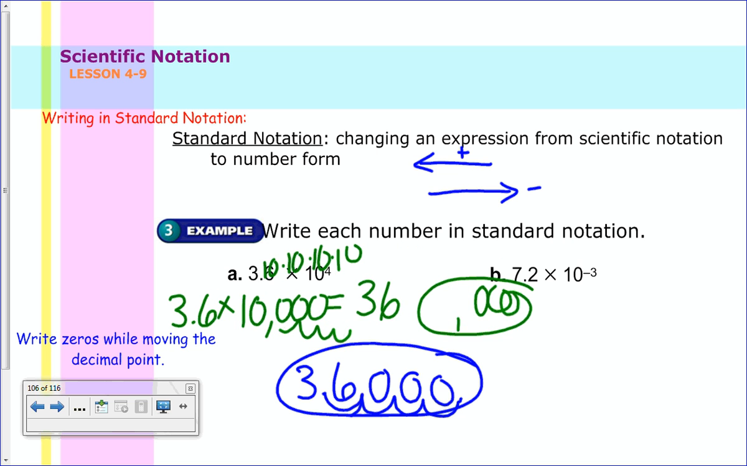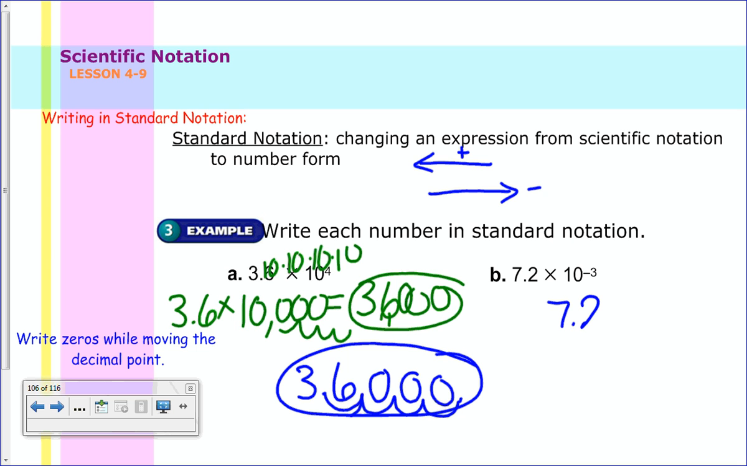Now we have B here. We have 7 and 2/10 times 10 to the negative 3rd. Well, again, we could start with our exponent here, 7.2. Now, again, we talked about how when we moved it this way, it's negative. Except when you do standard form, it kind of flips around.